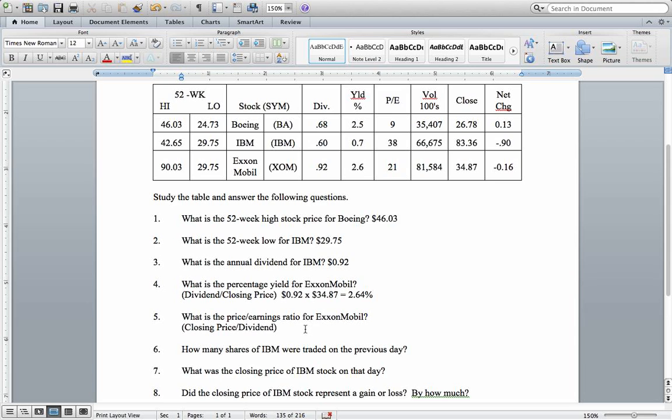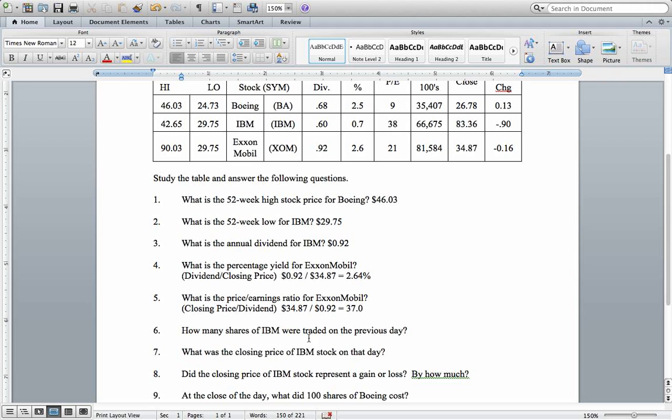And then your PE ratio for ExxonMobil, the same basic thing, you're just going to flip the formula around. So you're going to take that closing price. Oh, and I said multiply up here. I apologize. That should be divide. We're dividing that. And down here we're doing the same thing. We're going to divide that by the dividend, which is 92 cents. And so that gives us a price earnings ratio of 37.9. This is not a percentage. This is a ratio, so it's just a number. It's not a dollar or a percentage.